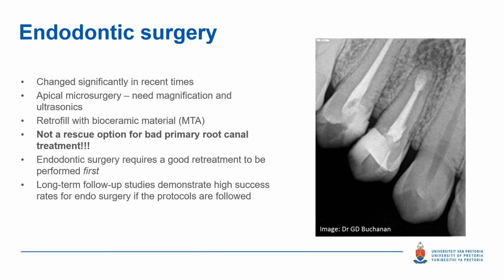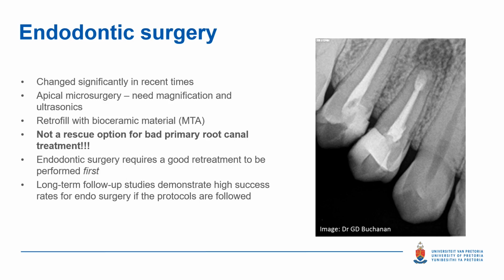I want to mention about endosurgery that it's not a rescue option for bad primary root canal treatment. So you can't do a poor endo and expect that if you do some apical surgery it's going to work. Endosurgery requires you to have an excellent retreatment beforehand, so you need to try and remove the bacterial load from the root canal system before you do surgery.